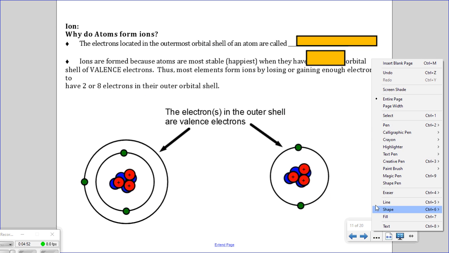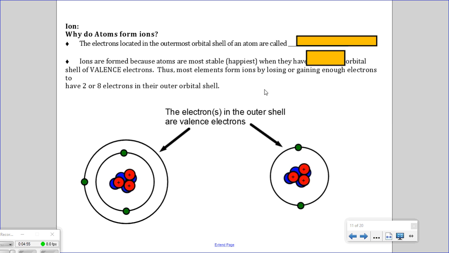So why do atoms form ions? One thing to keep in mind is that the electrons located in the outermost orbital shell of an atom are called valence electrons. Those electrons in the outermost shell get this special name of valence electrons. Ions are formed because atoms are most stable, the happiest, when they have a full orbital shell of valence electrons. Thus, most elements will form ions by losing or gaining enough electrons to have 2 or 8 electrons in their outer orbital shell.